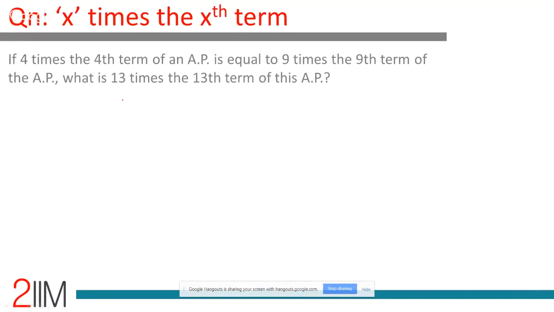If 4 times the 4th term of an AP is equal to 9 times the 9th term of the AP, what is 13 times the 13th term of this AP? Just starting off, I'm going to assume that you know the basics. You have an arithmetic progression. First term is A, common difference is D. Nth term is A plus (N minus 1) into D. Sum up to n terms is n by 2 times (2A plus (N minus 1) into D).